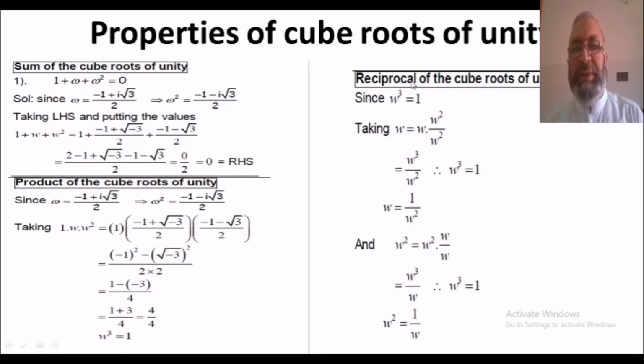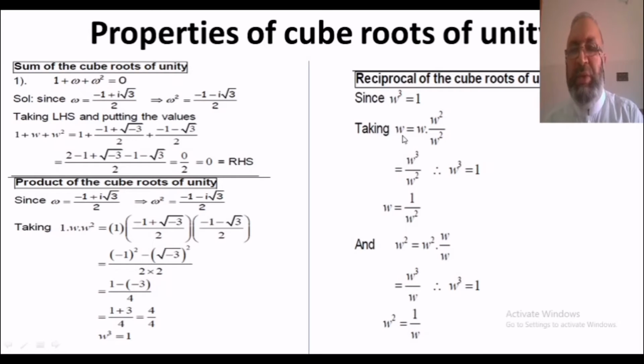Similarly, the third property is the reciprocal of the cube roots of unity. It means both the roots omega and omega square are reciprocal of each other. Reciprocal means that omega is equal to 1 over omega square, and omega square is equal to 1 by omega. They are reciprocal of each other. So we prove these two results.